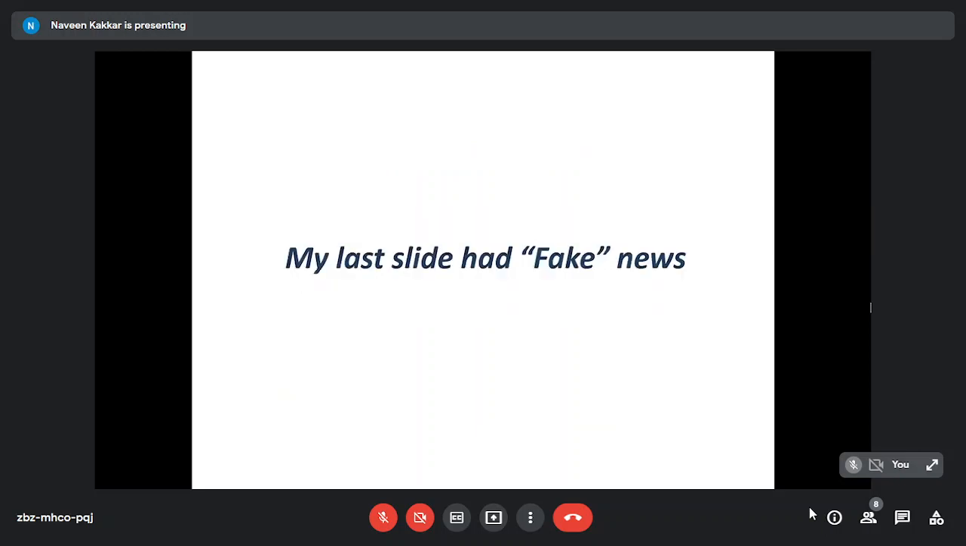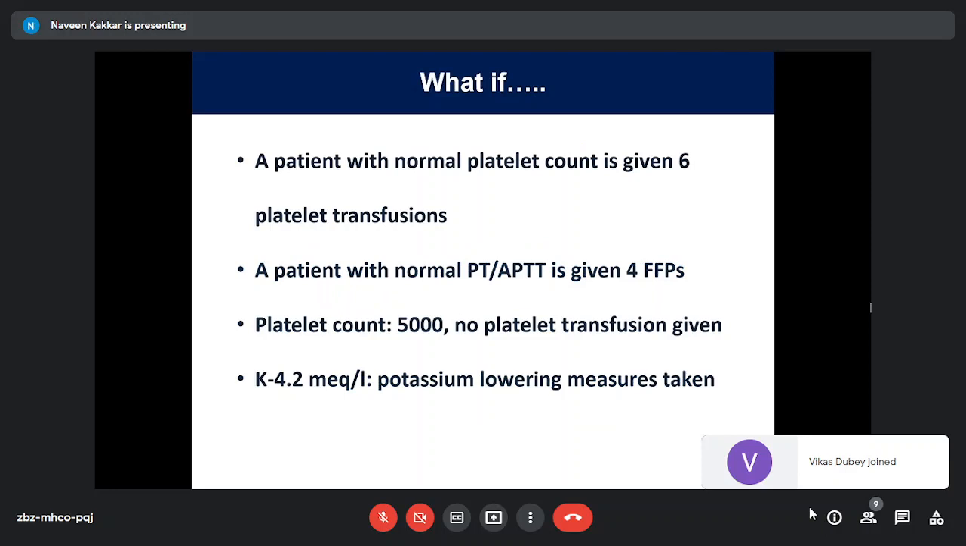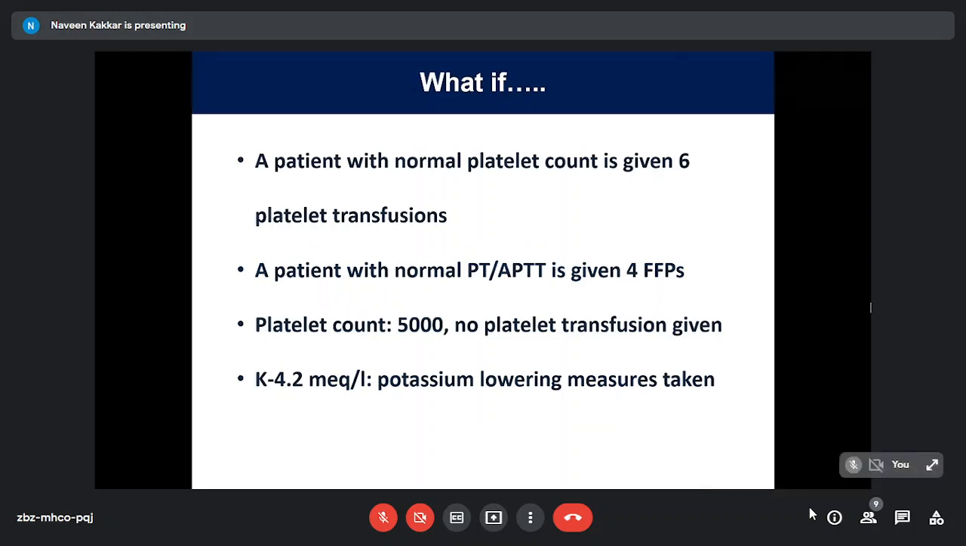On a serious note, what if a patient with a normal platelet count is given 6 platelet transfusions? Or a patient with a normal coagulation profile is given 4 plasma transfusions, or a platelet count of 5,000 is there but no platelet transfusion is given to the patient, or in a patient with a normal potassium, you take potassium lowering measures. These are not hypothetical scenarios, these are real scenarios which have happened, some in front of me, some that I know of.